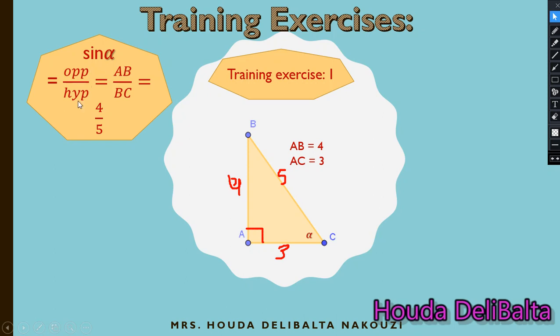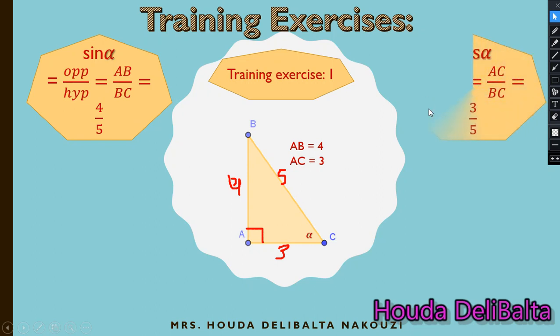Sine alpha is opposite over hypotenuse, thus it's AB over BC. So AB is 4 over the hypotenuse BC, which is 5. And the answer is 4 over 5. You can change it into a decimal number, and it is 0.8. But it's no problem to keep it in the fractional form.